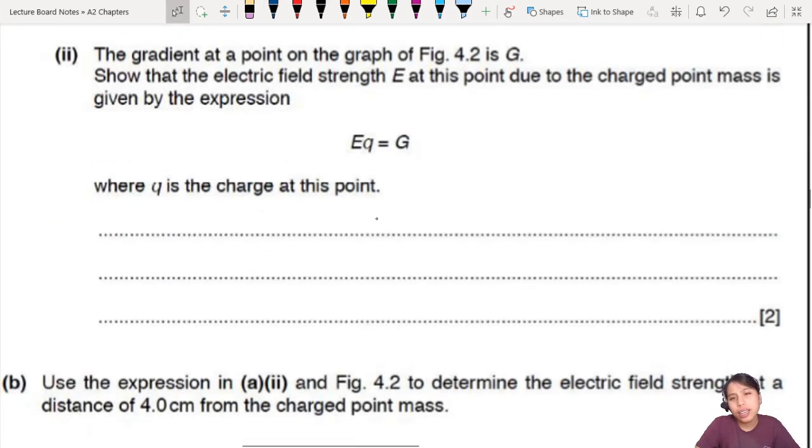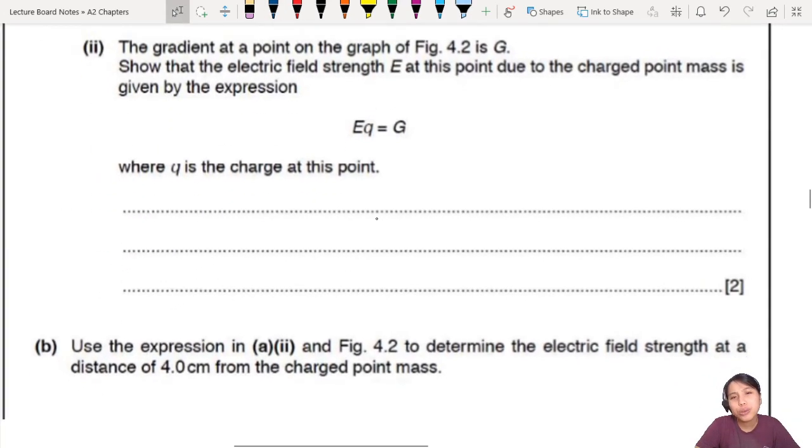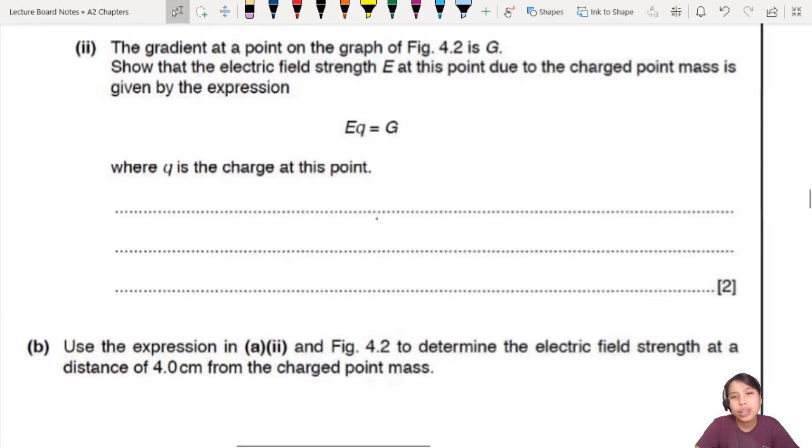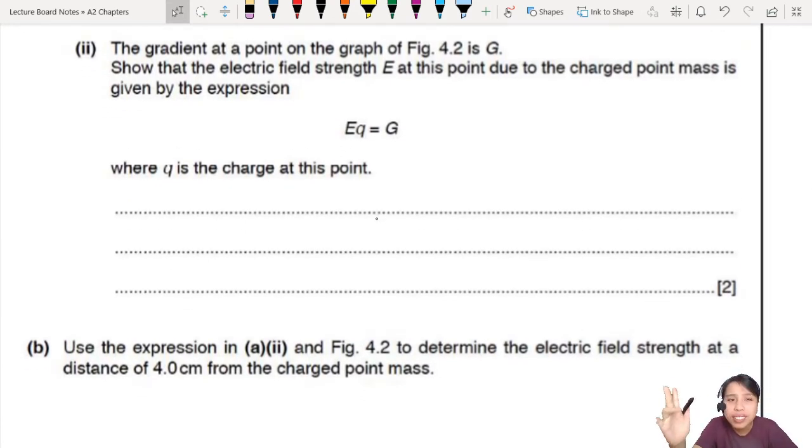This question, a lot of students died here when they did this, because you're like, what is going on? 2 marks for this. The gradient on a point on the graph is G. How convenient. Show that the electric field strength is EQ equals G, where Q is a charge at this point. So you need to do some derivation. How do you get EQ equals G? The first hint is gradient.